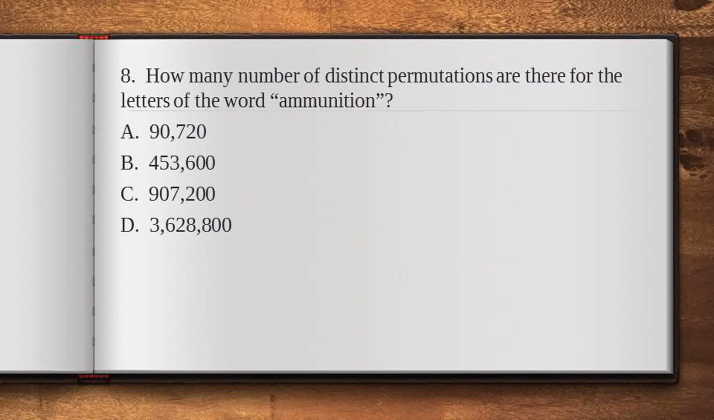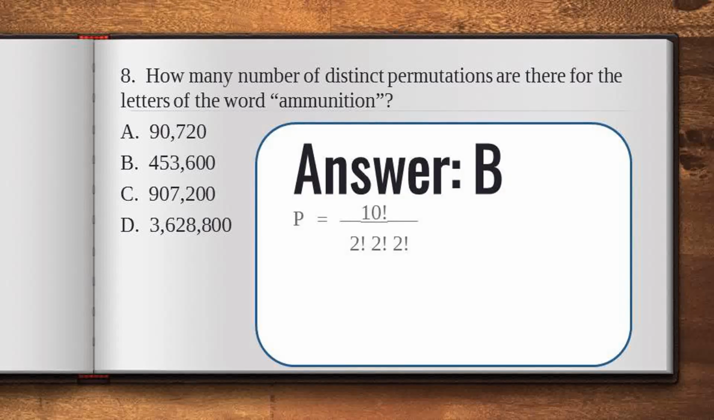Question number 8. How many distinct permutations are there for the letters of the word ammunition? Letter A, 90,720. Letter B, 453,600. Letter C, 907,200. Letter D, 3,628,800. You guessed it right, it's letter B.